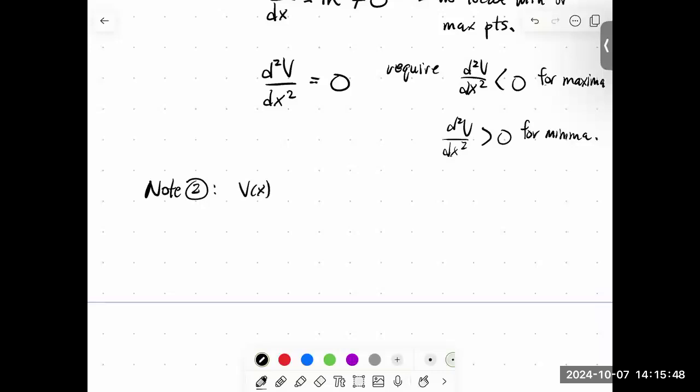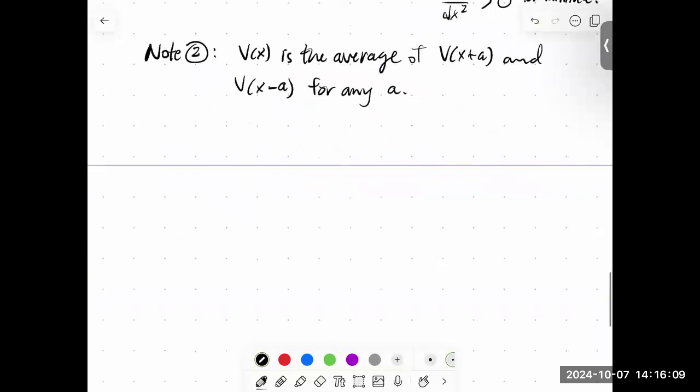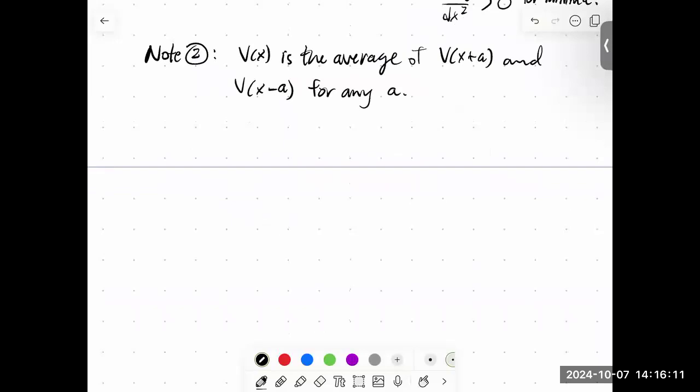The value of v at x is the average of v at x plus a and v at x minus a for any a. All right. So those are the two things that I wanted to notice about the 1D solution.